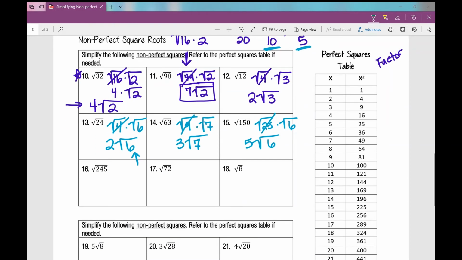So square root of 245. Let's figure out the biggest perfect square that goes into 245. So I'm going to look right here.